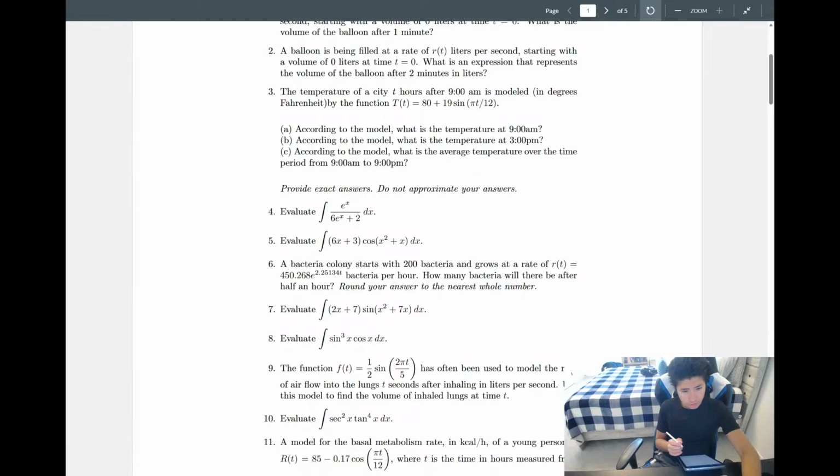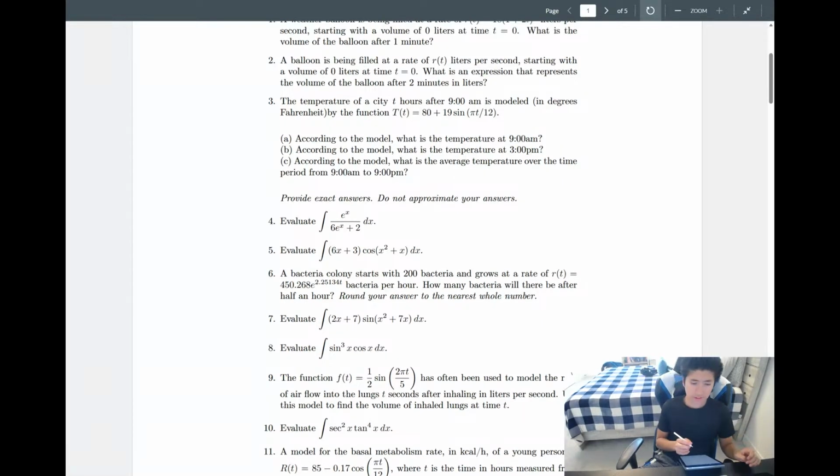The temperature of a city, t hours after 9 a.m., is modeled in degrees Fahrenheit by the function big T of t equals 80 plus 19 sine of pi t over 12. So the temperature is t hours after 9 a.m. Therefore, T of 0 is going to be 9 a.m.